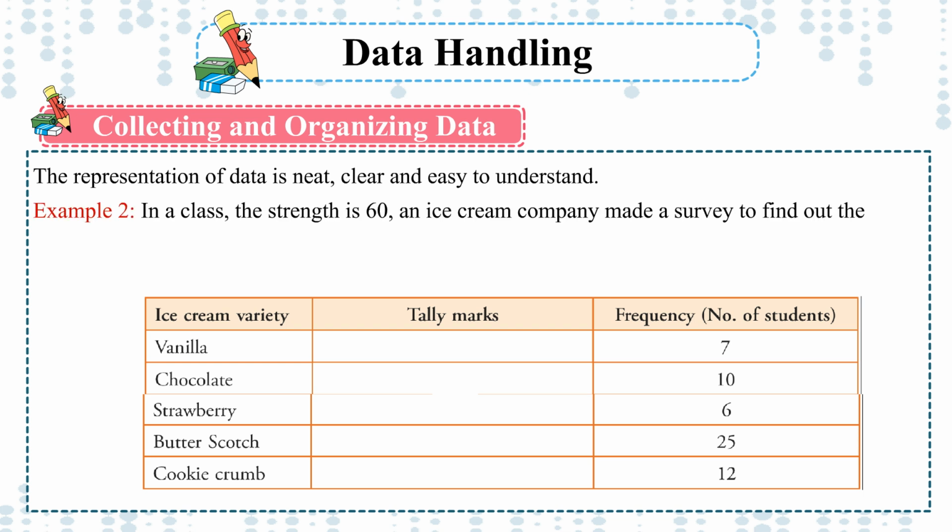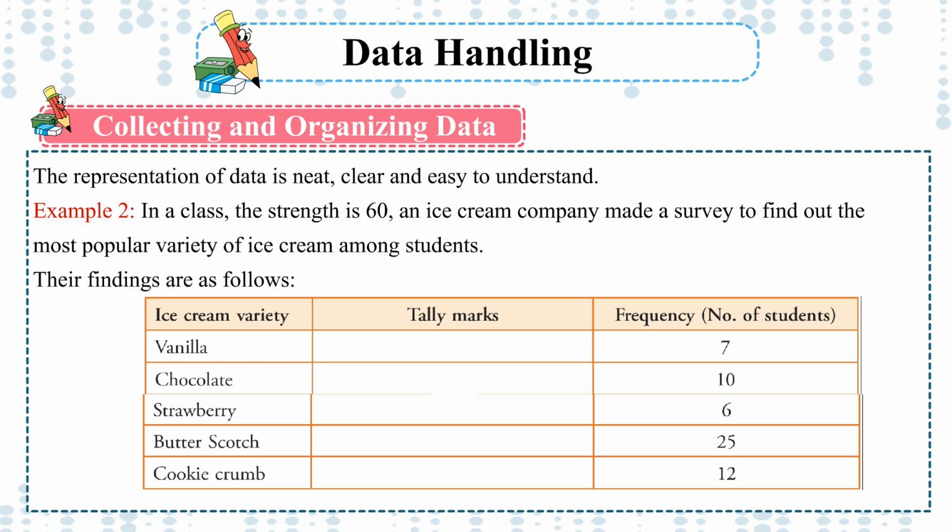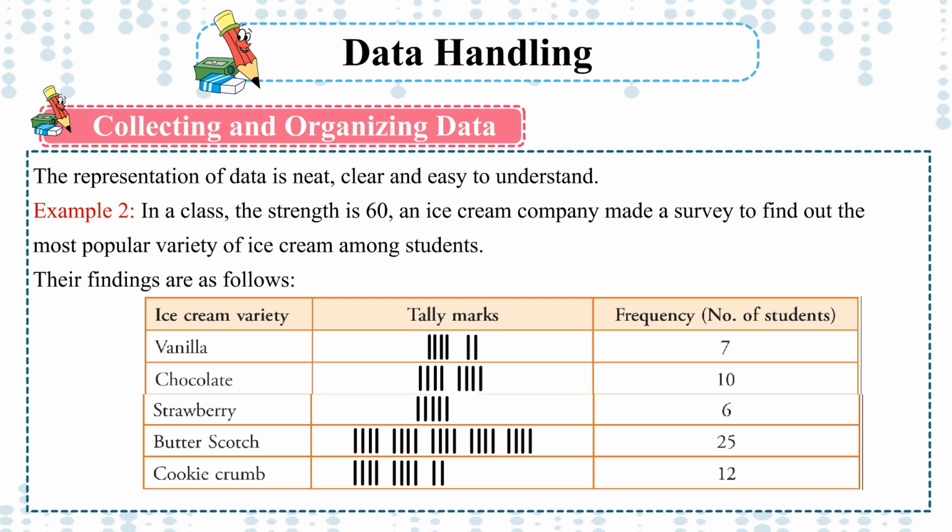Example 2. In a class, the strength is 60. An ice cream company made a survey to find out the most popular variety of ice cream among students. Their findings are as follows. Ice cream variety, tally marks, frequency, number of students. Vanilla, 7.